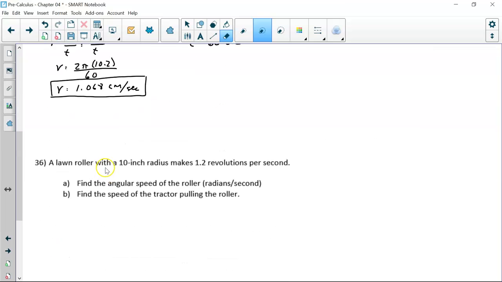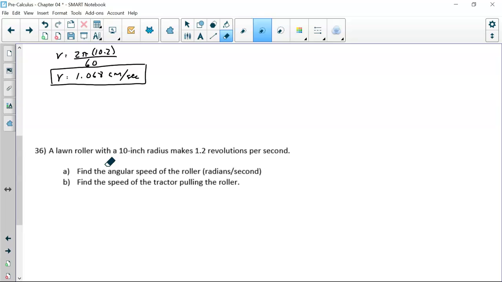Number 36, a lawn roller with a radius of 10 inches. So there's our radius, 10 inches, and it makes 1.2 revolutions per second. So what we're going to do is find the angular speed. To find that angular speed, omega is theta divided by t.